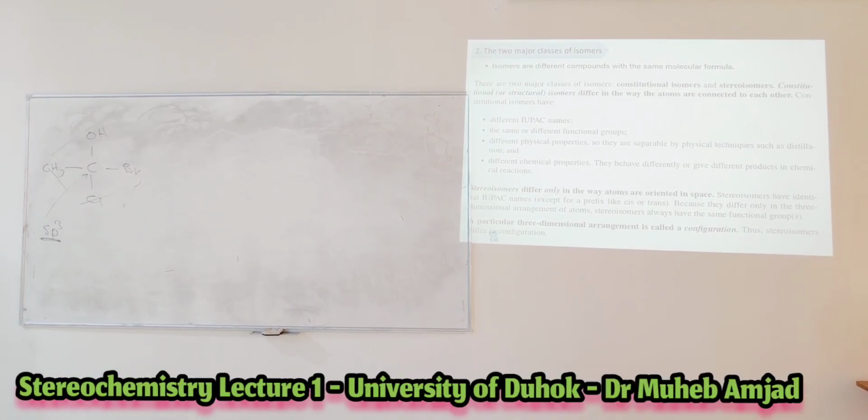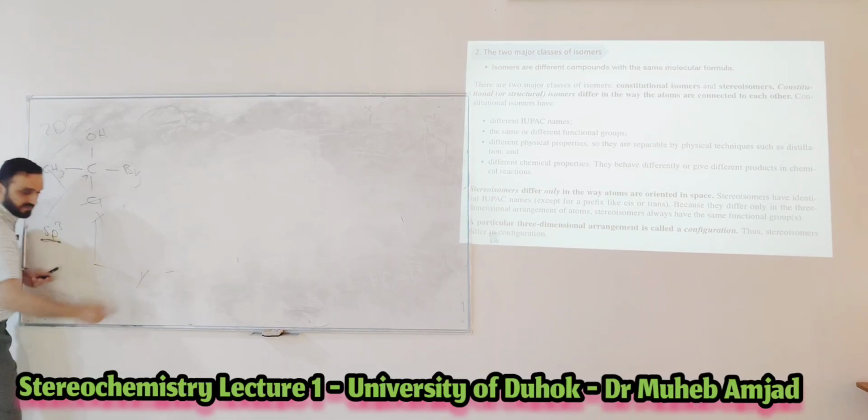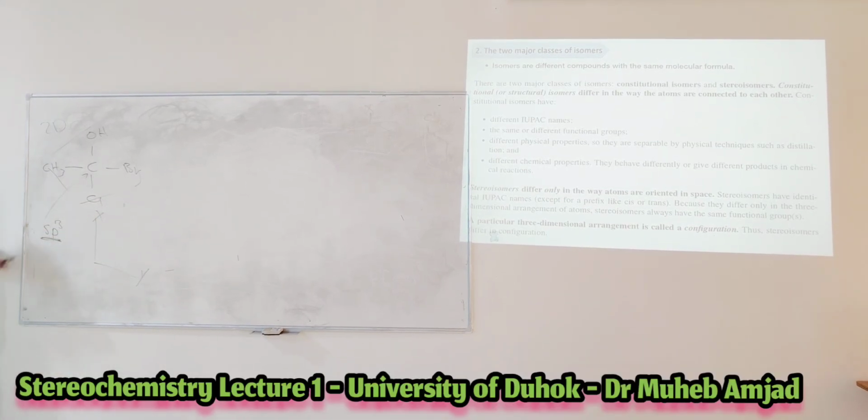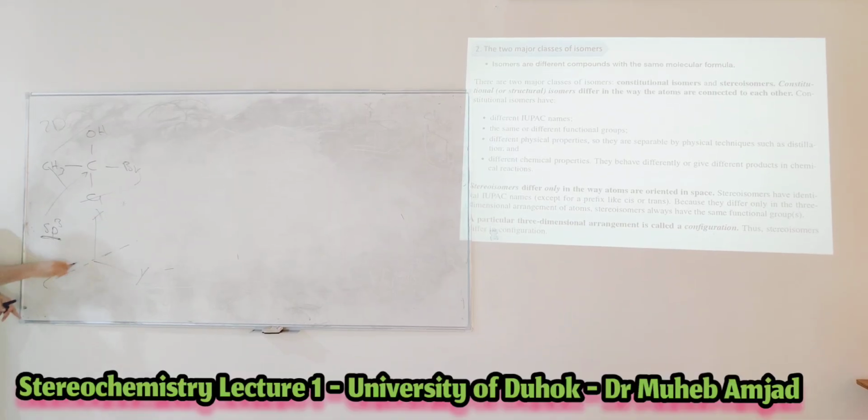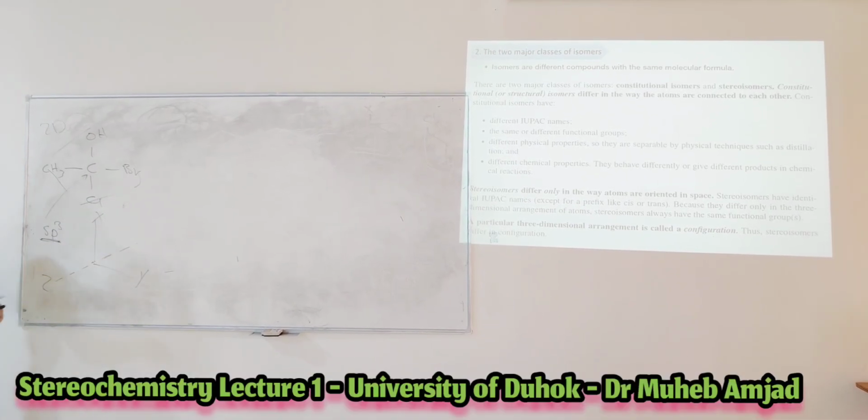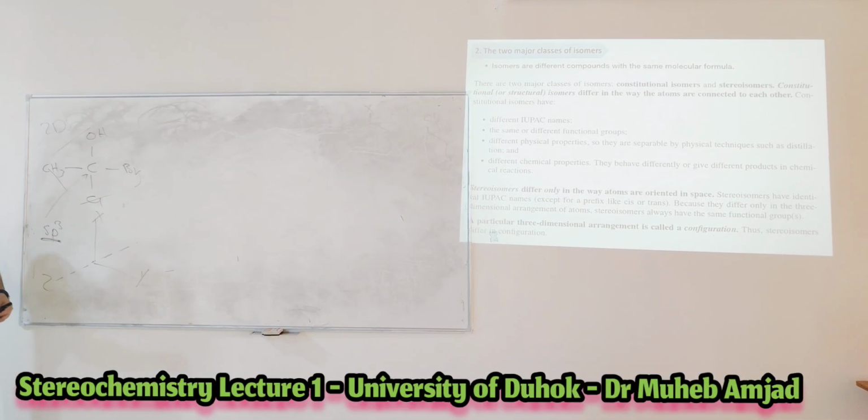If we want to draw the tetrahedral figure, this is 2 dimensional, just xy. If you want to convert this to a 3-dimensional figure, I have to use also the z. Some groups are in the back side, some are near to you, some are far from you in the front side. This is the z.